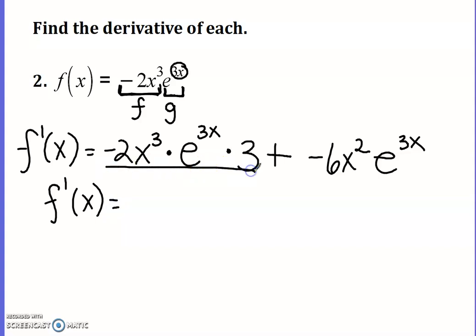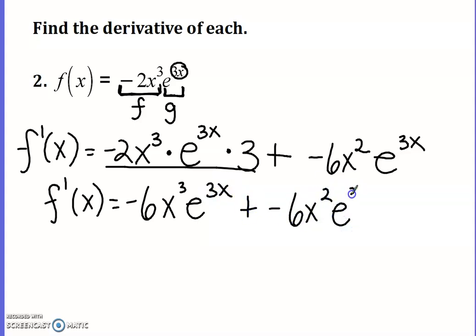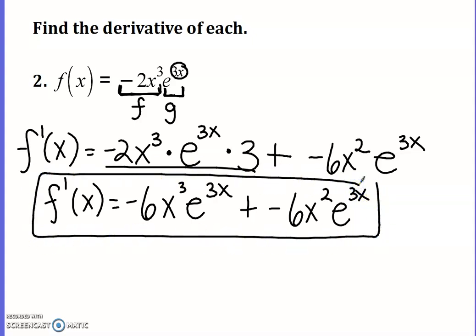So when I simplify this down, that becomes -6x cubed e to the 3x plus -6x squared e to the 3x. Okay, there's number 2.